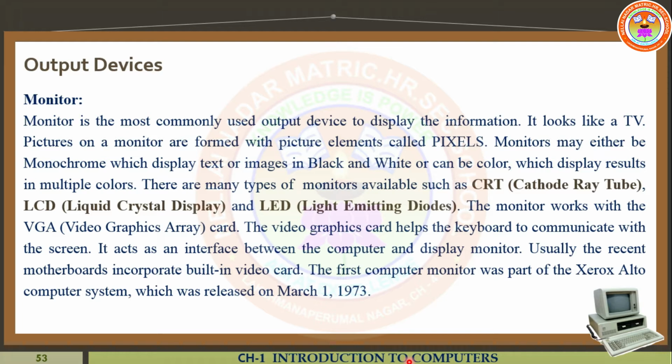At the very first, monitor. Monitor is one of the important output devices. It is most commonly used for what purpose? To display the information. It looks like a television, and pictures on a monitor are formed with picture elements called pixels. So in a monitor, all the picture elements are called what? Pixels.